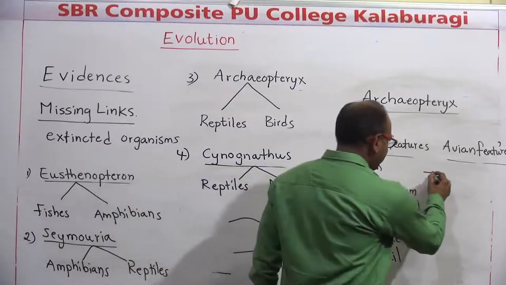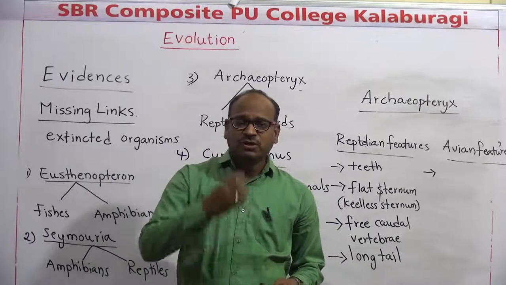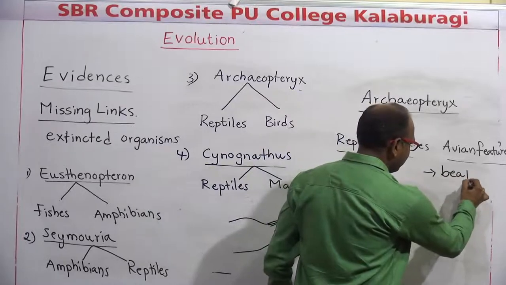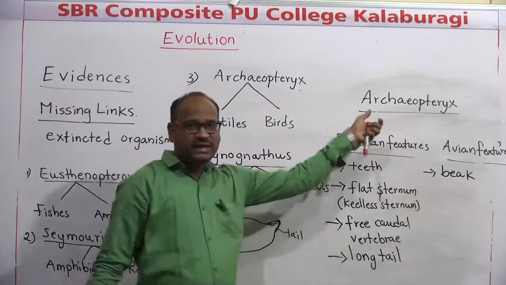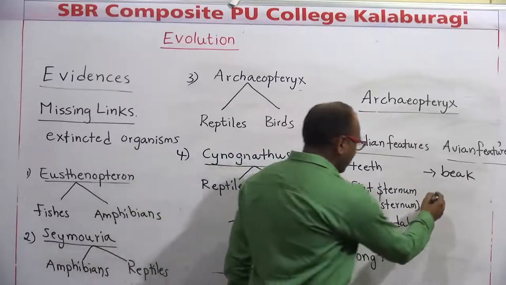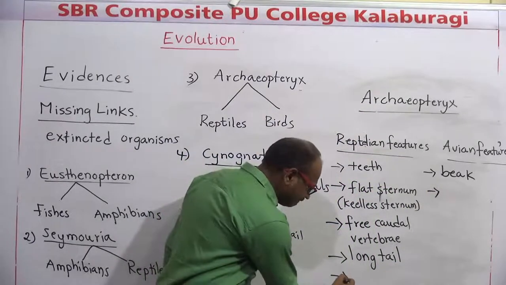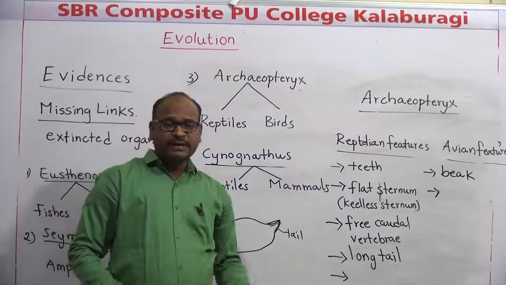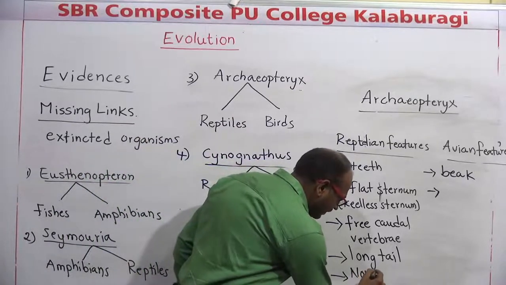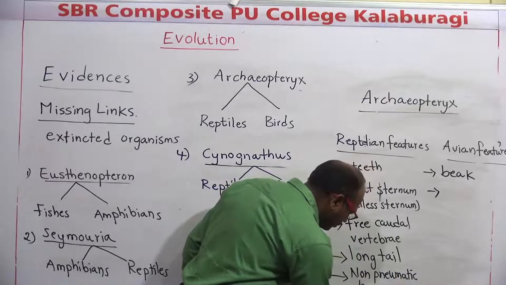Next, avian features. Beak. The jaws are modified into the beak. It had a beak. So it was an avian feature, a bird feature. Next, one more thing. In the Archaeopteryx, non-pneumatic bones. It is very important. Non-pneumatic bones.